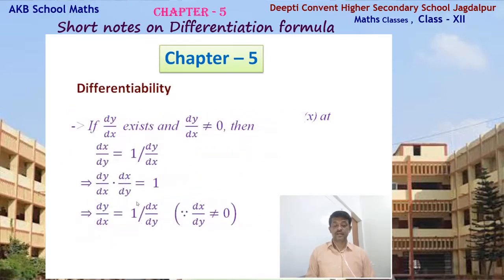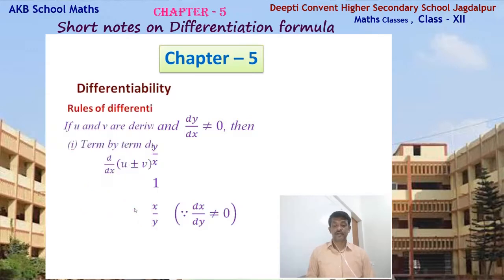Now, suppose dy by dx exists and is not equal to 0, then we can invert it. That is, dx by dy equals 1 by dy by dx. We can write like this. That is, dy by dx into dx by dy equals what? 1. So dy by dx equals 1 upon dx by dy, where dx by dy is not 0.